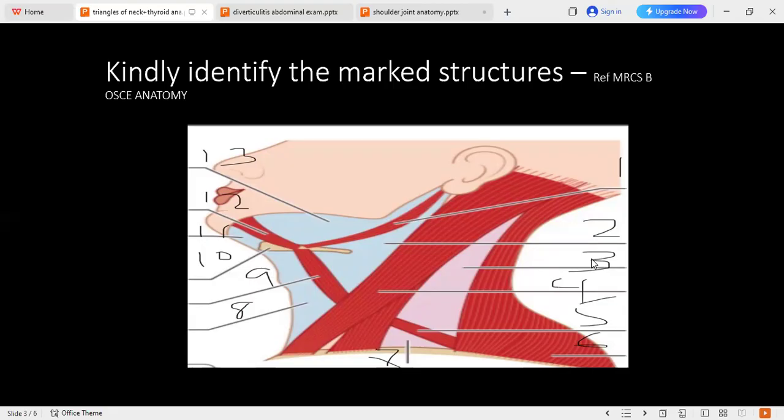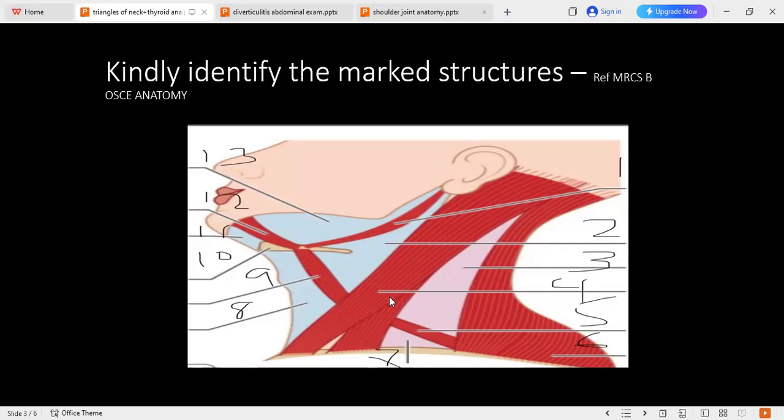Very good. You're dividing the neck into anterior and posterior triangles by which structure? Sternomastoid muscle. Right. If you could identify it in this image. Very good. Number 4.